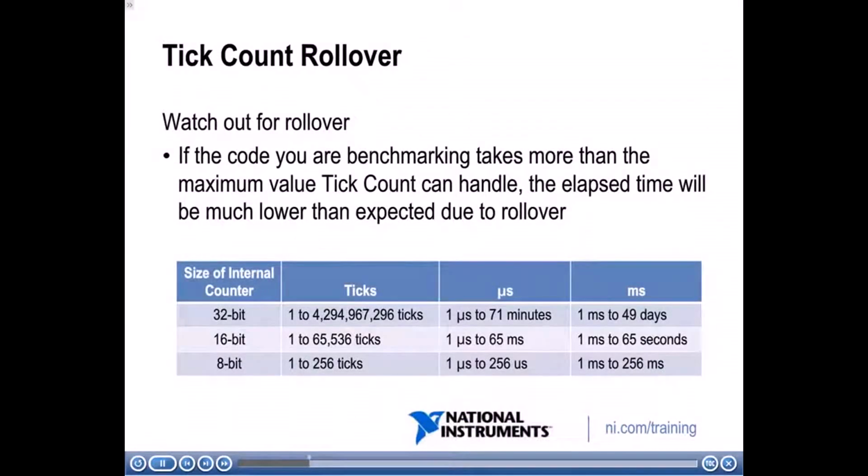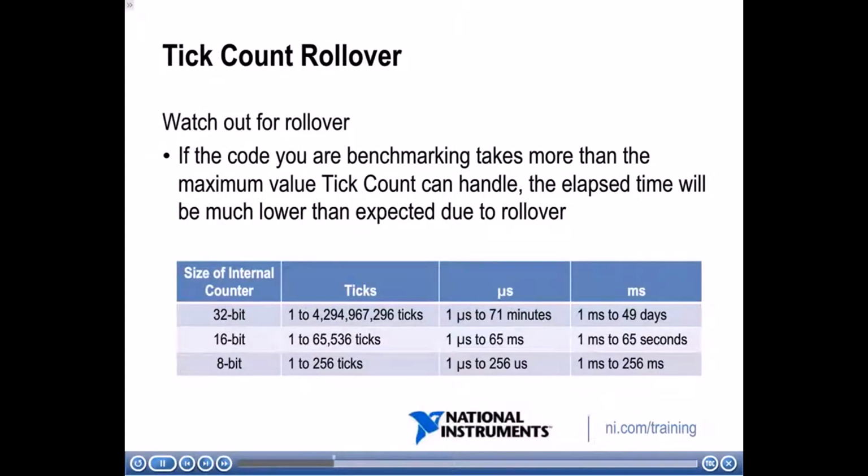When you're benchmarking your loop periods, you want to make sure you watch out for rollover. If the code that you're benchmarking is going to take more time than the maximum value the tick count can handle, then the elapsed time will end up being much lower than your expected value because of rollover. So you want to make sure that you set the units, ticks, microseconds, or milliseconds, as appropriate, and also set the size of your internal counter appropriately.